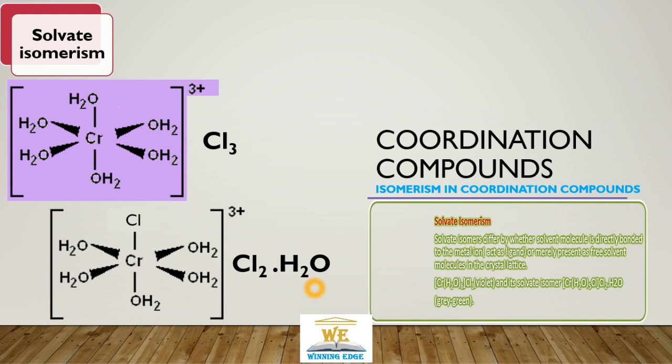So these were the 4 examples of isomerism. They are examples of structural isomerism, depending upon whether different types of ligands are present, or there is exchange of metal atoms, or presence of solvent molecules inside the coordination sphere or outside the coordination sphere.